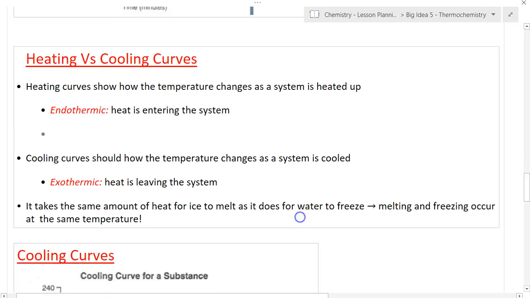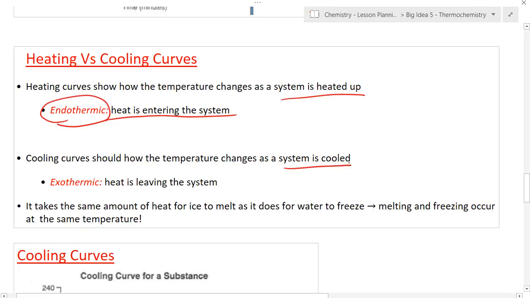Okay, so just a little bit on the differences between heating and cooling curves. Heating curves show how the temperature changes as the system is heated up. So heating curves are when it's heated up. Heat is entering the system. They are endothermic.